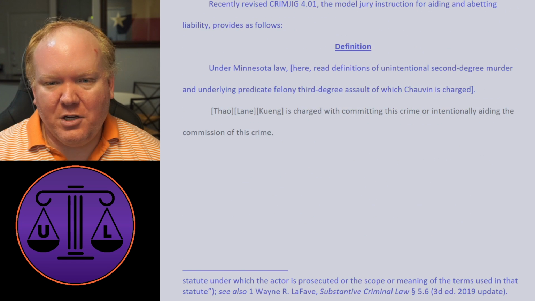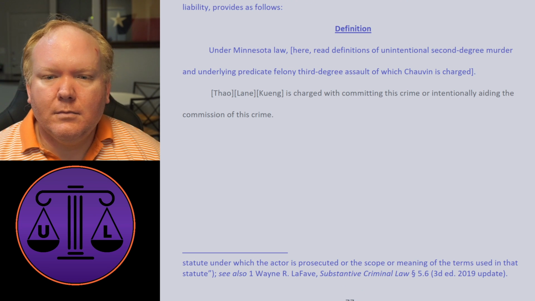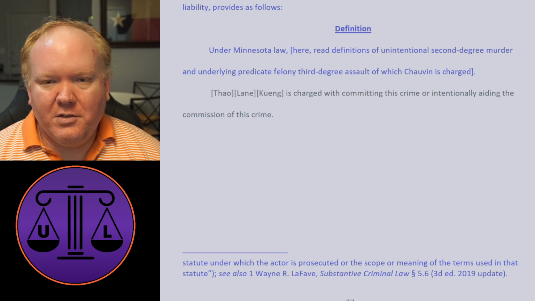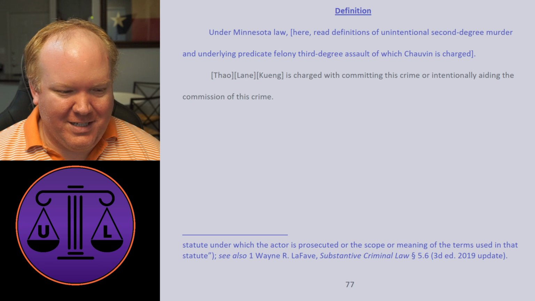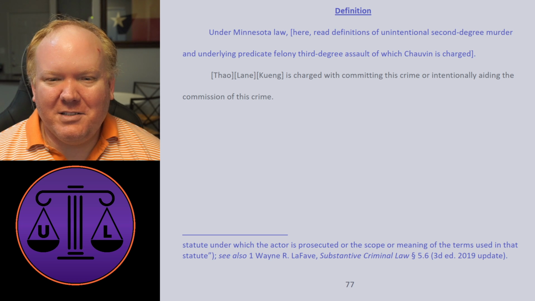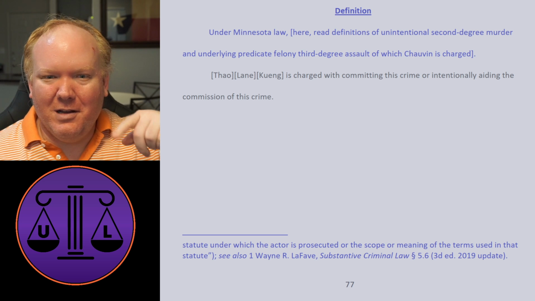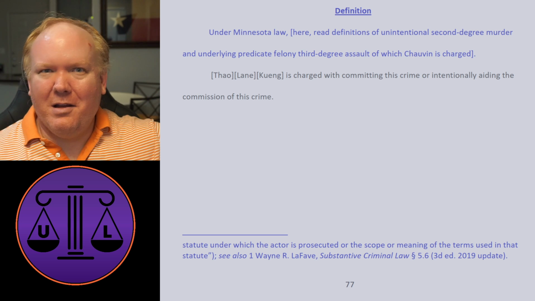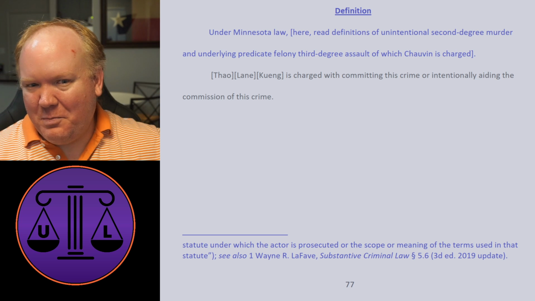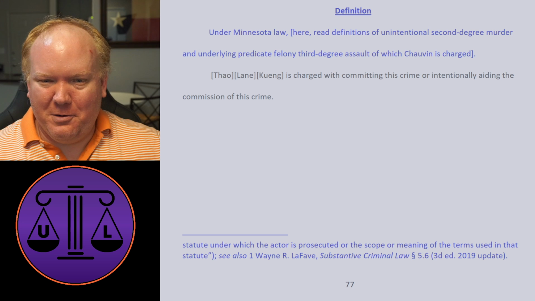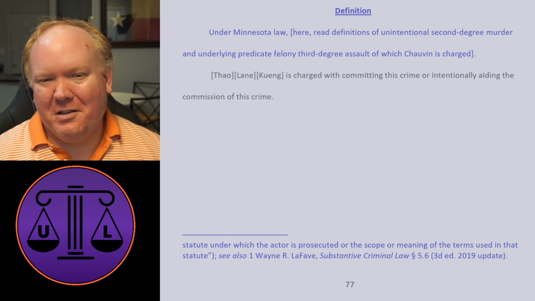All right, so the definition. Under Minnesota law, this is how the definition would be read to the jury. So these are the jury instructions. Under Minnesota law, read the definition of unintentional second-degree murder on the underlying predicate. So here is the crime of second-degree murder. Then, having done that, insert the proper name in this sentence: Thao, Lane, or Kueng, depending on what you're doing at that moment, is charged with the crime of intentionally aiding the commission. So that's the jury instruction.